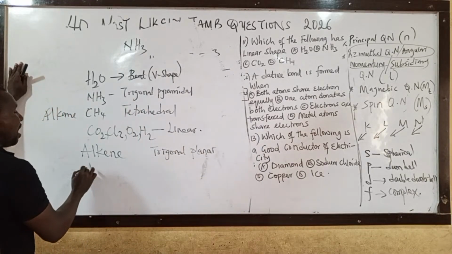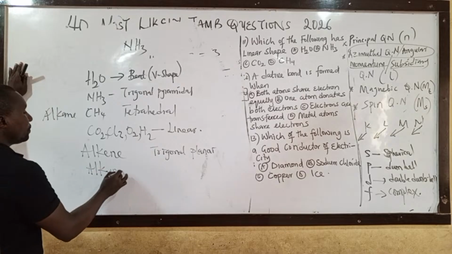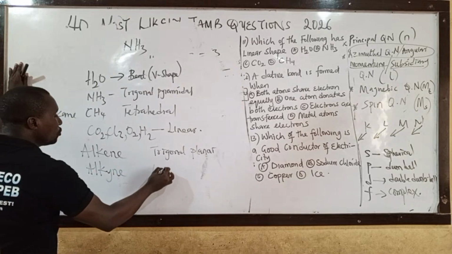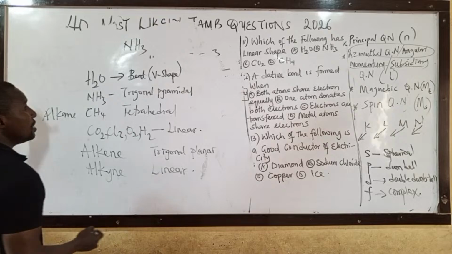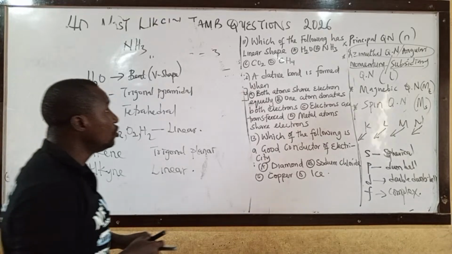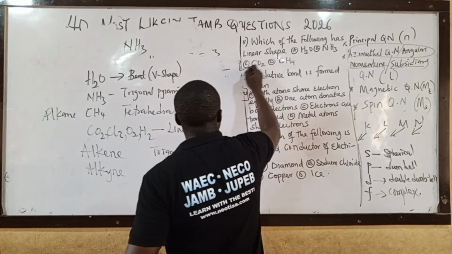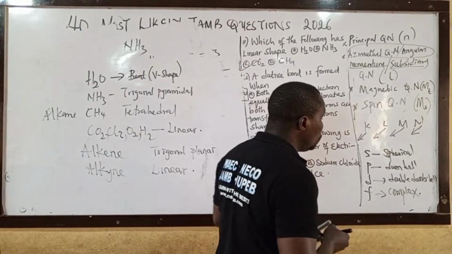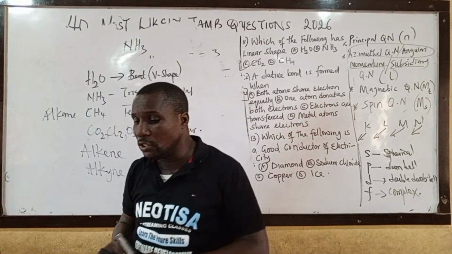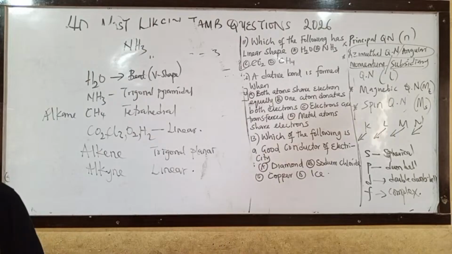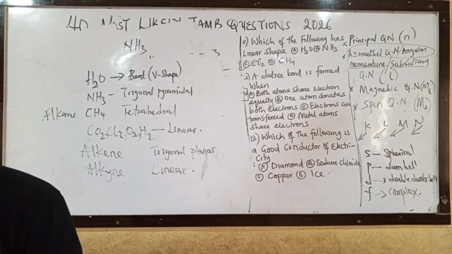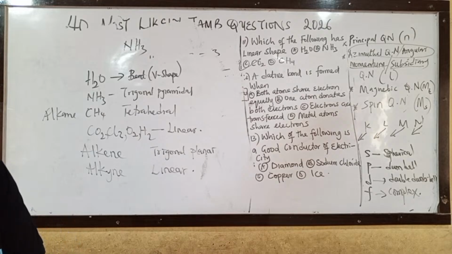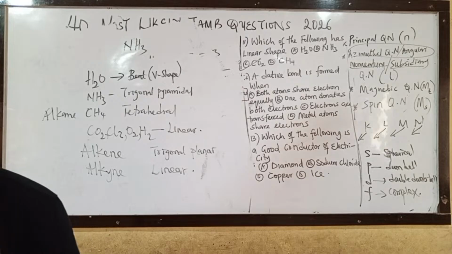The shape of alkyne is what? Linear also. Alkyne is linear. Take note. Therefore, which one has linear shape? The answer is what? CO2. That is question 11. The option is what? C. Take note of that.